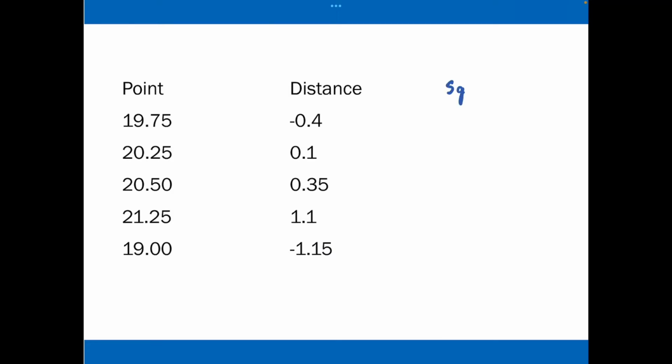We're instead going to square the distance. And so I'm going to take this negative 0.4 and square it. And what I'm going to get is 0.16. And so that's going to be that first square distance. And I'm going to go through and I'm going to square all the others.